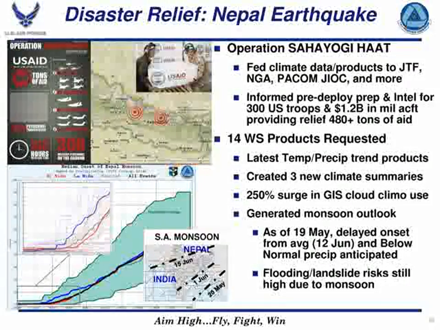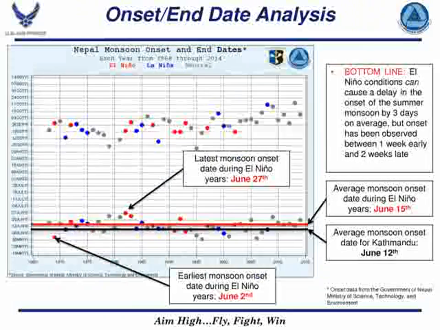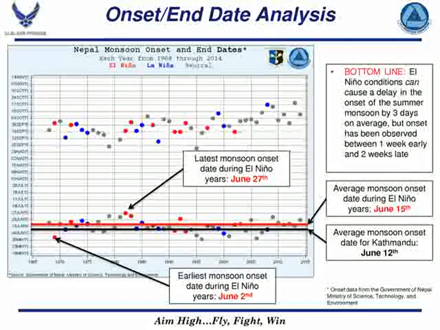Leveraging monsoon start and end dates from the Government of Nepal Ministry of Science, Technology and Environment, the SAR team developed an analysis of historical Nepal monsoon onset and end dates by merging their data with El Nino and La Nina periods. First, we found that the monsoon onset was anywhere from 1 week early to 2 weeks later than average during El Nino years. Furthermore, our analysts determined that the average monsoon onset was around June 10th through 12th, while the average monsoon onset during El Nino was June 15th.